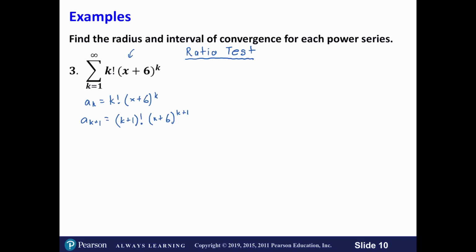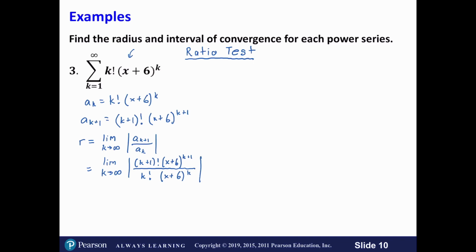All right, so continuing. R is defined to be the limit, as k approaches infinity, of the absolute value of a_(k+1) over a_k. And so a_(k+1) is k plus 1 factorial times x plus 6 to the k plus 1 all over a_k, which is k factorial times x plus 6 to the k. All right, so hopefully we're getting to the point where we can see how this simplifies ahead of time.